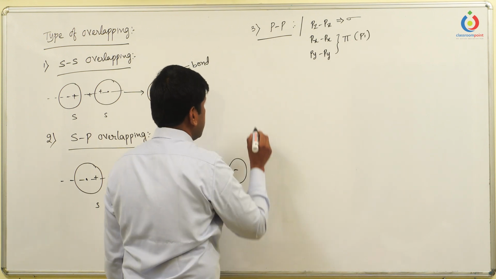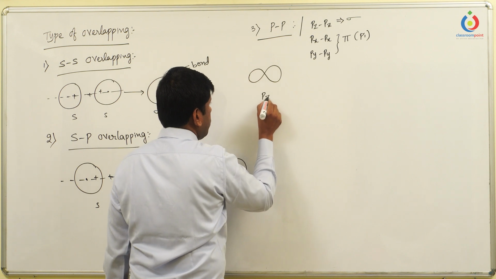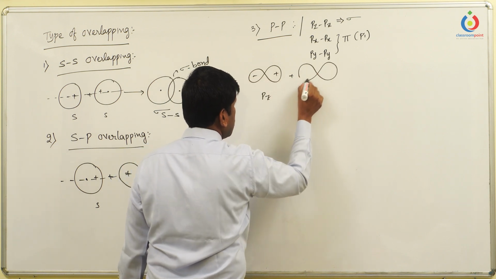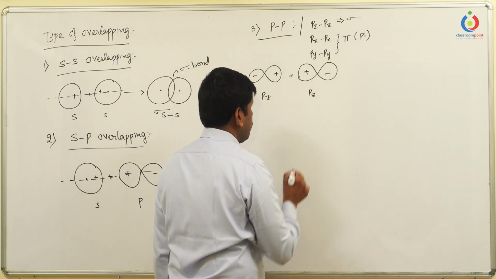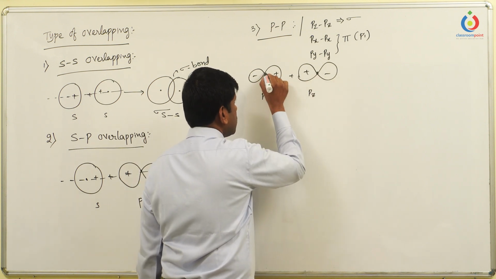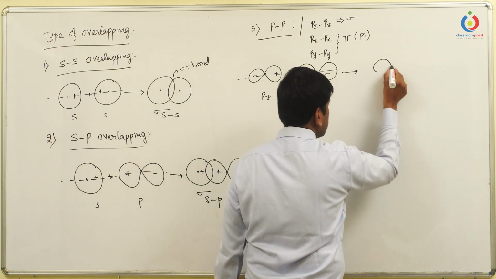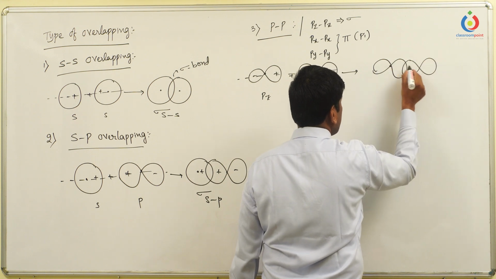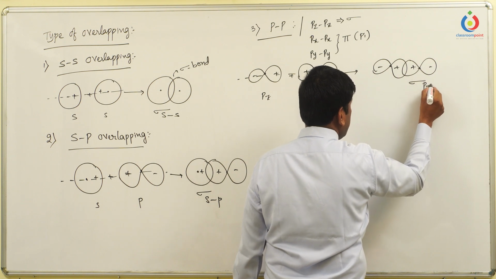Now let us see here. PZ orbital plus minus, PZ orbital, they overlap along the internuclear axis. Plus, this is minus. So this bond is called the sigma PZ bond.